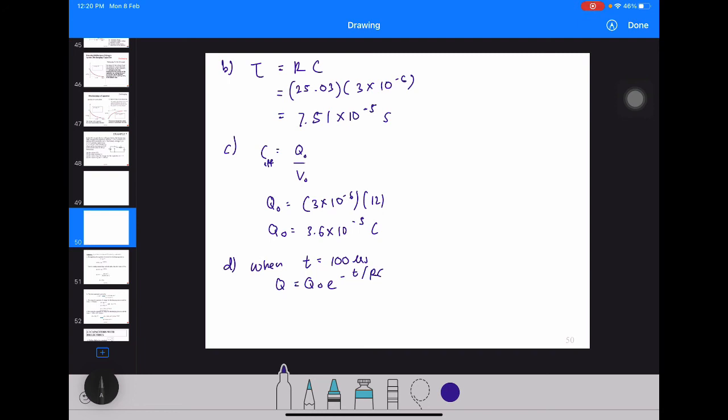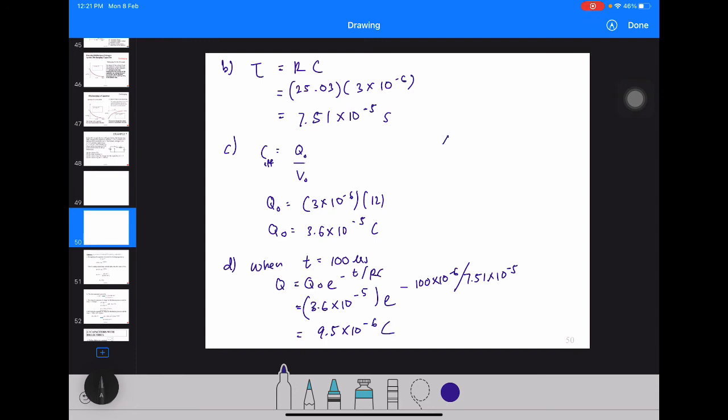What I need to do is substitute all the values. Q equals Q0, 3.6 times 10 negative 5, exponent negative 100 times 10 negative 6 divided by RC that we already calculated, 7.51 times 10 negative 5. Now you just have to press your calculator. My suggestion is that you solve the exponent part first. It depends on your calculator. Personally, I just love to do one by one. Don't forget the negative exponent. I got here 9.5 times 10 negative 6.